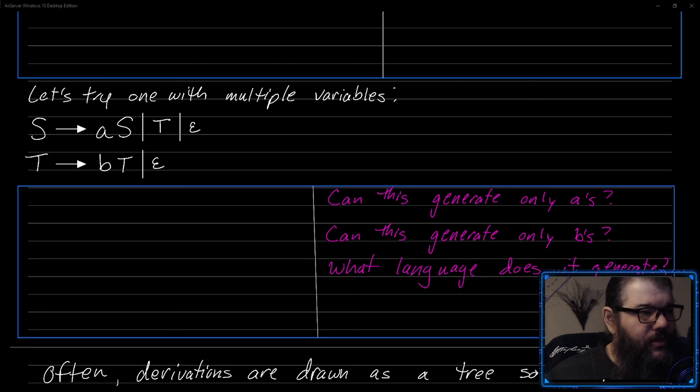And what language does it generate? This is something like A star B star, it looks like. And I'll let your generated strings verify that or not. Hopefully I have that right.